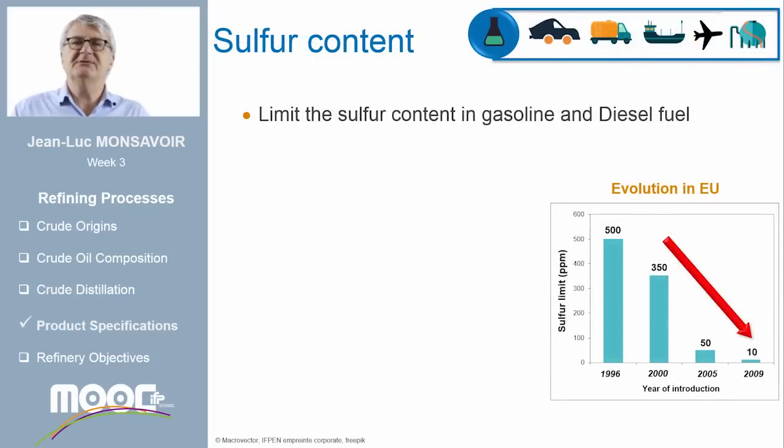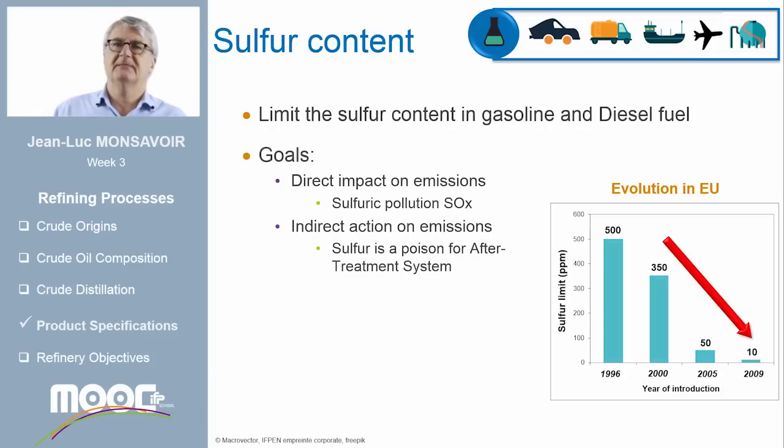The fuel specifications can contribute to the reduction of pollutants in the atmosphere. One of the main improvements made over the past few years concerns the decrease of sulfur in the fuels, as presented on this figure for diesel fuel in Europe. Indeed, in less than 15 years, the sulfur limit was divided by 50, and now in Europe, the specification is less than 10 ppm, or parts per million in weight.